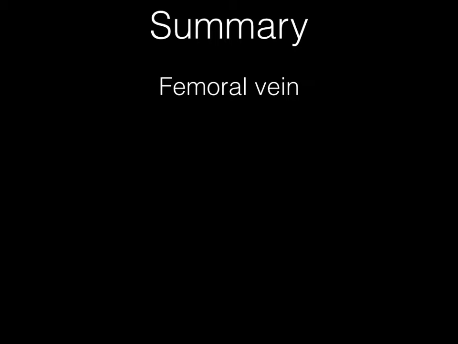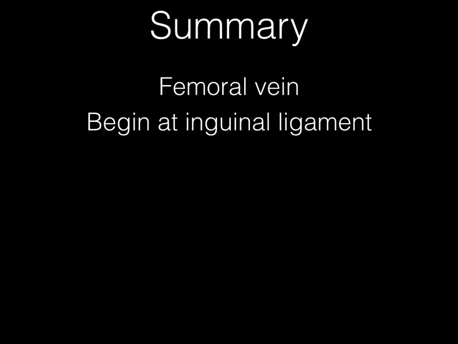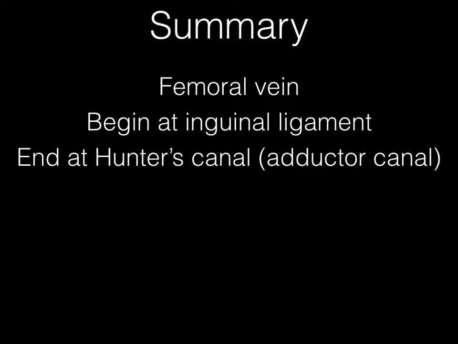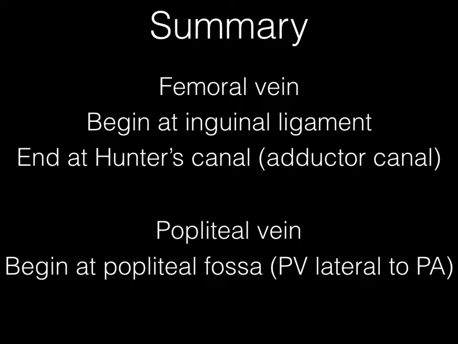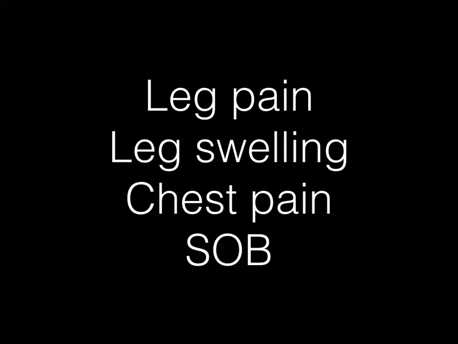You want to, first of all, find the femoral vein, begin at the inguinal ligament, and end at Hunter's canal or the adductor canal. And then you want to wrap around the back of the leg, find your popliteal vein in the popliteal fossa. Begin where the popliteal vein is lateral to the popliteal artery and go down to the trifurcation. Now, the reason we do this study is simple.